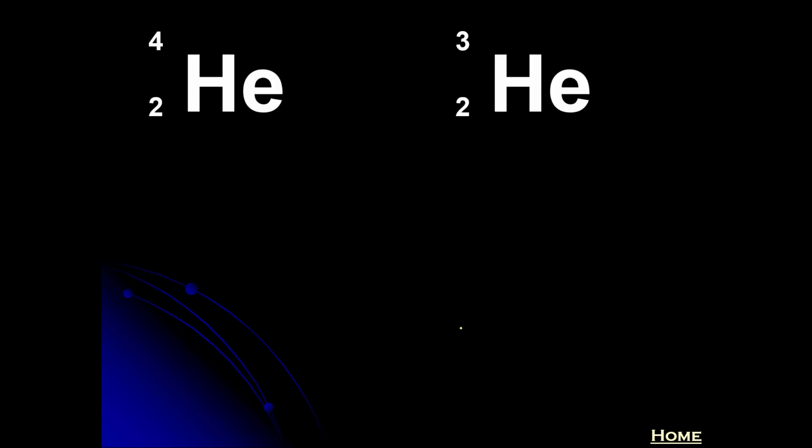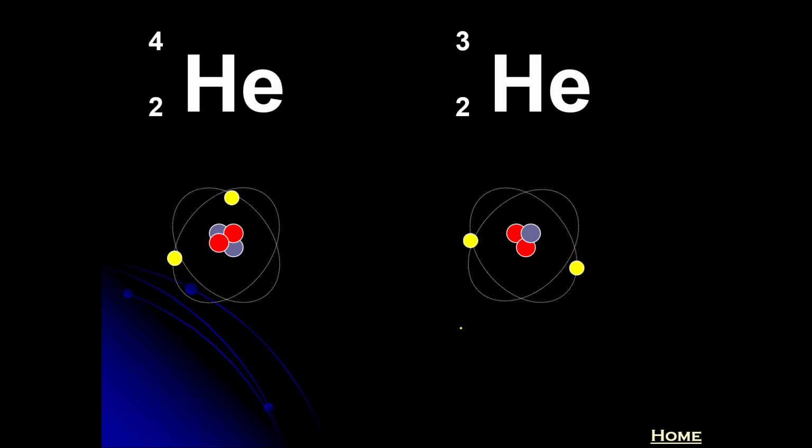Another one can be helium. Helium-4, helium-3. What's the difference between these? Yes, it is the number of neutrons. In this one, we have 2 neutrons, and in this one, we have 1 neutron. So if the number of neutrons is different, then we talk about isotopes.